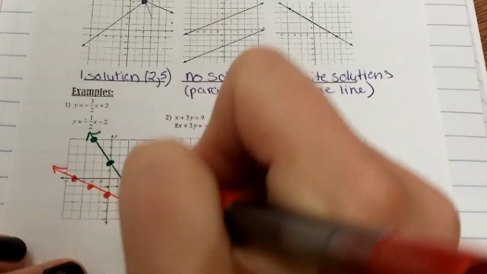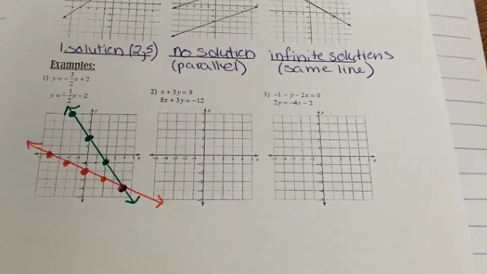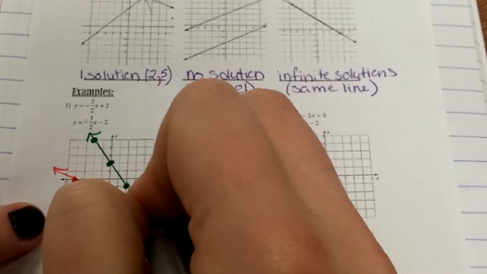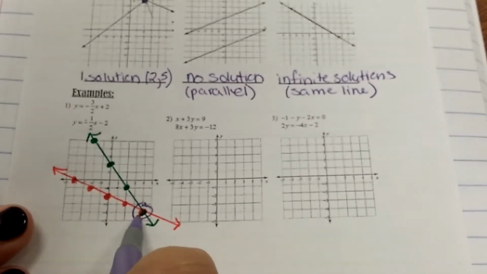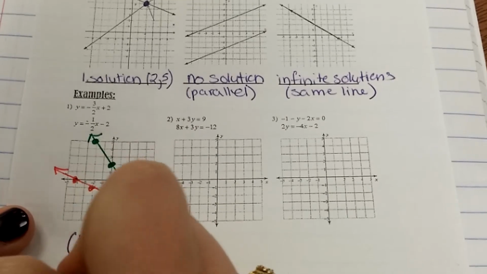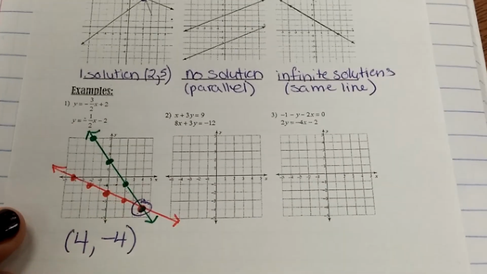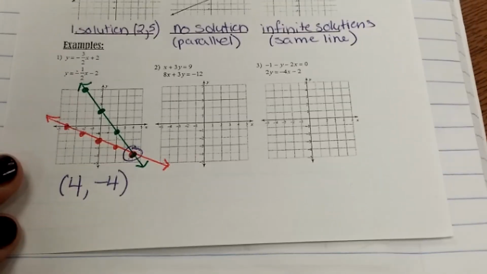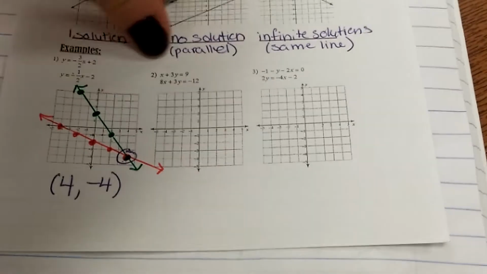Connecting all my points together, and I look at where those two lines intersect. So they intersect at this point right here. So my solution would be (4, -4). And remember, we report our solutions as an ordered pair, (4, -4). All right, example number 2.